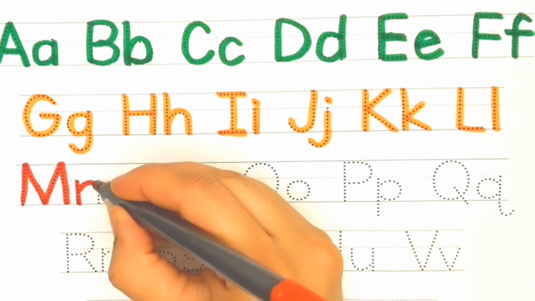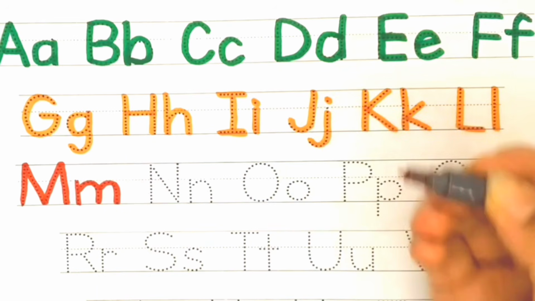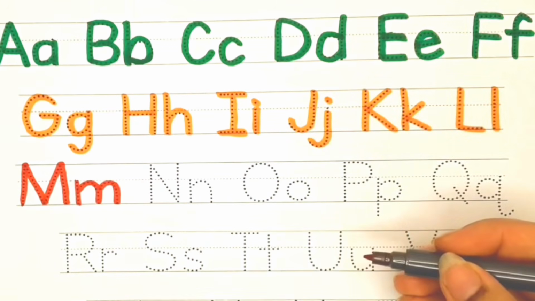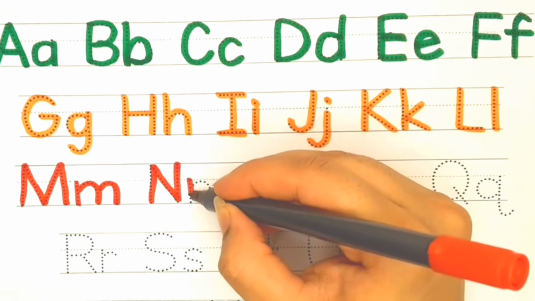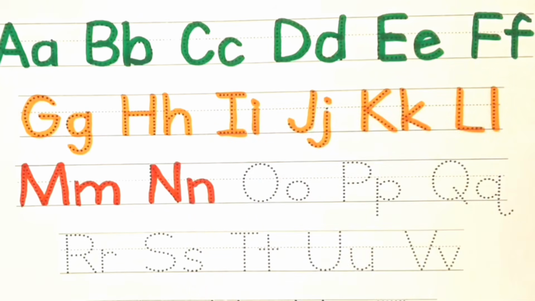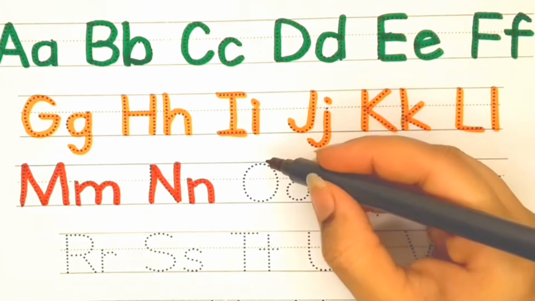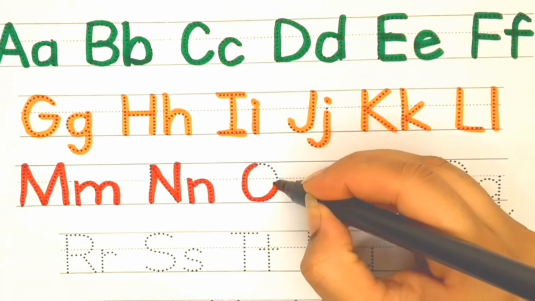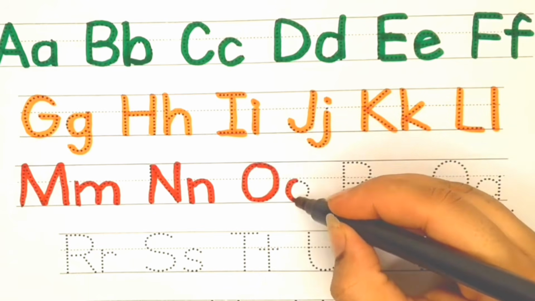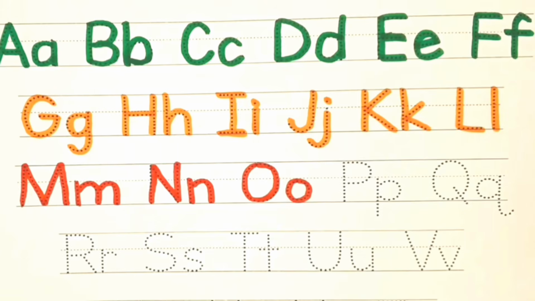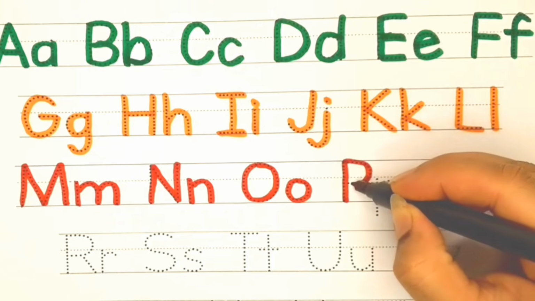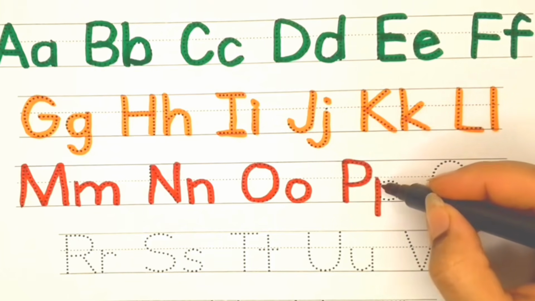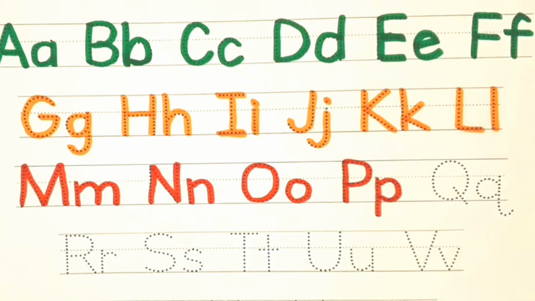Capital M, small m. M for mango. Capital N, small n. N for nest. Capital O, small o. O for orange. Capital P, small p. P for parrot.